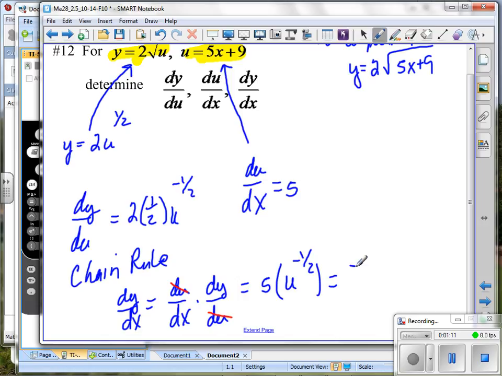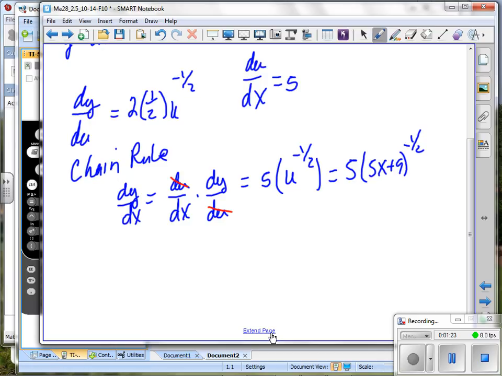Okay, so I'd have 5 times, what was u? 5x plus 9 to the negative 1/2. Now, the rule for me with you is you never leave an exponent negative. So I would want you to go one step more and write it as 5 divided by 5x plus 9 to the 1/2 power, or that's the same thing as 5 divided by the square root of 5x plus 9. Either one of those I would be happy with.